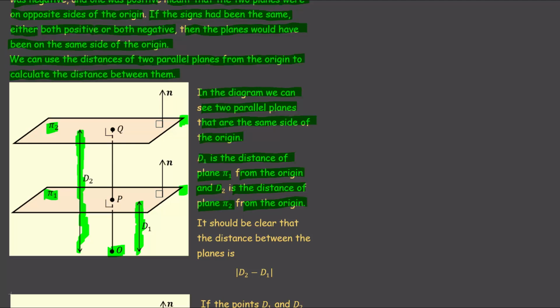It should be clear that the distance between the planes is the modulus of D2 take away D1, or just D2 take away D1 if they're both positive and D2 is the longer distance. But if you do mod D2 take away D1, you can't actually go wrong.